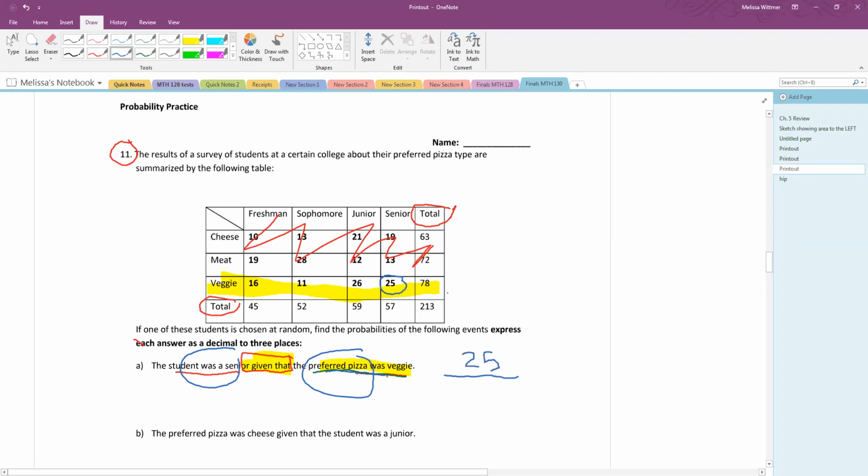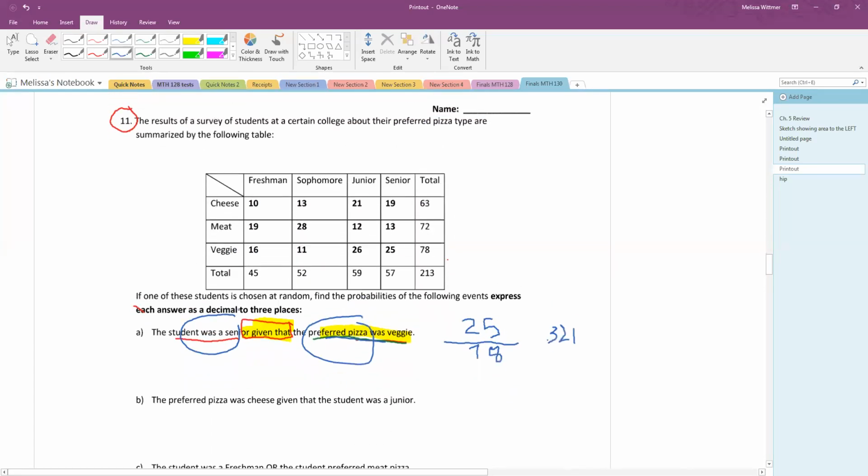Given that the preferred pizza was veggie, the denominator is the total of your row or column. In this case, it's the total of the veggies, which is 78. So with "given that," you're placing a condition and you're restricting your table to either a row or column. 25 over 78, the decimal is 0.321, because it said to do a decimal to 3 places there. Okay, so I'm going to undo all of that and let's look at the next question.